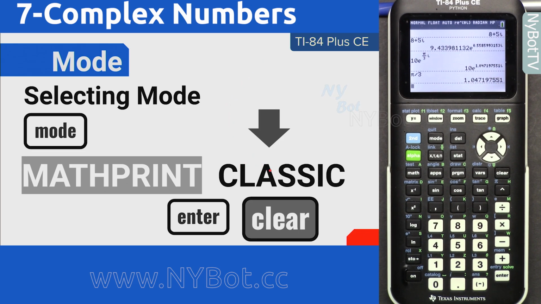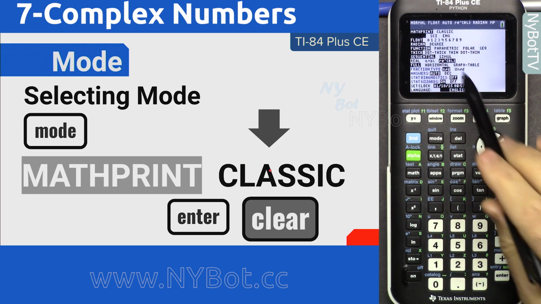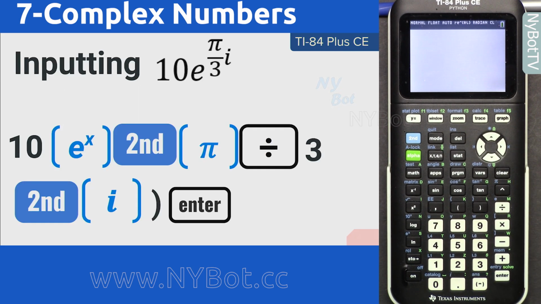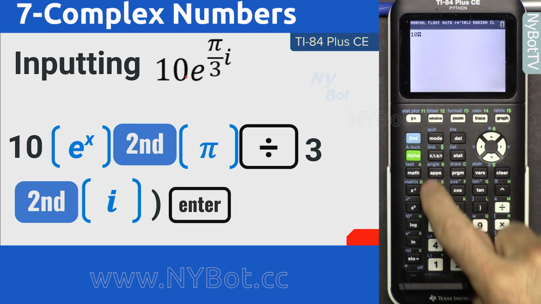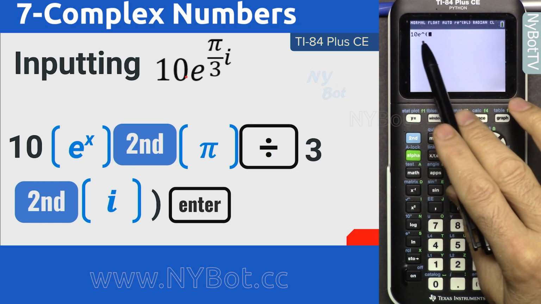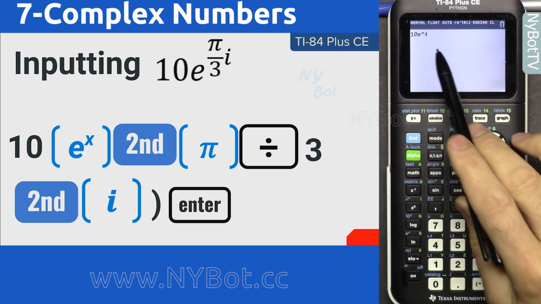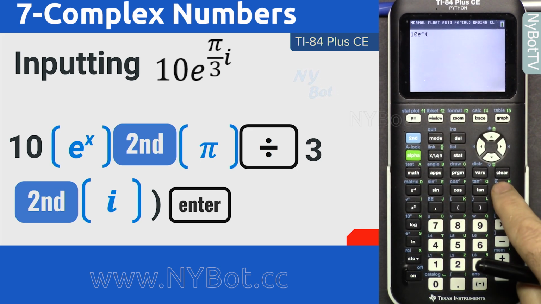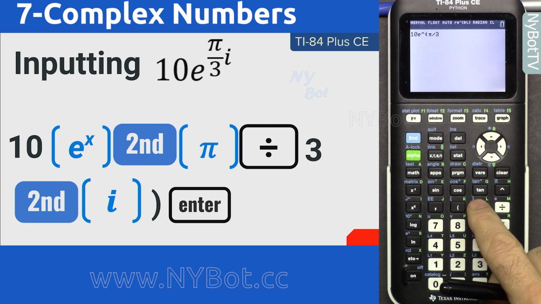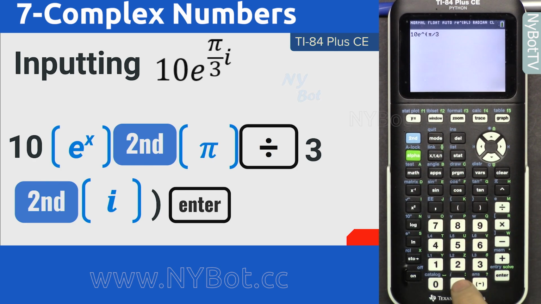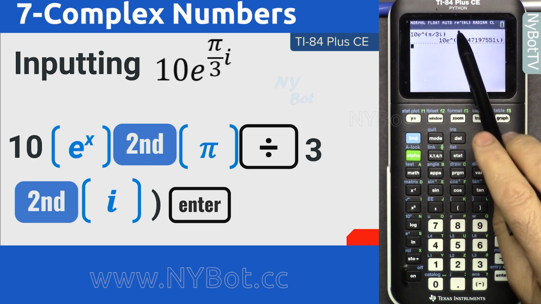Now let's go to classic mode. Using mode, at the top go to app and classic, enter, clear. Now let's input this 10 alpha e. You will see that the power has now brought down with this parenthesis open, second function pi divided by 3, and I should put second function i and then close it. Now if I enter, of course we will see it like this.